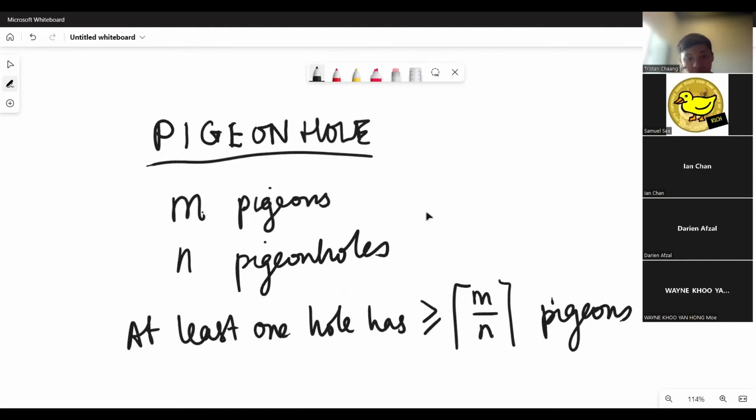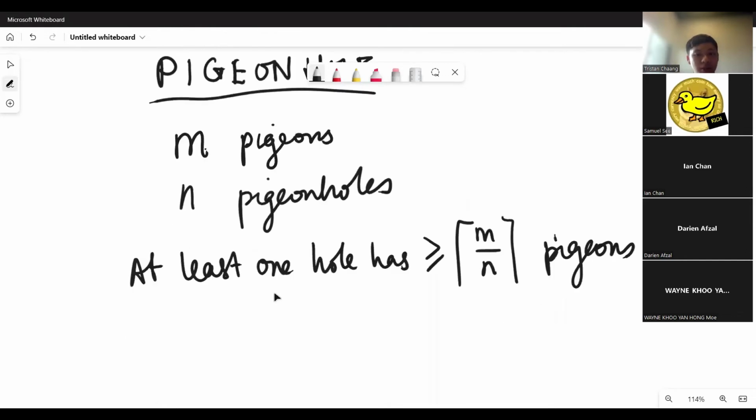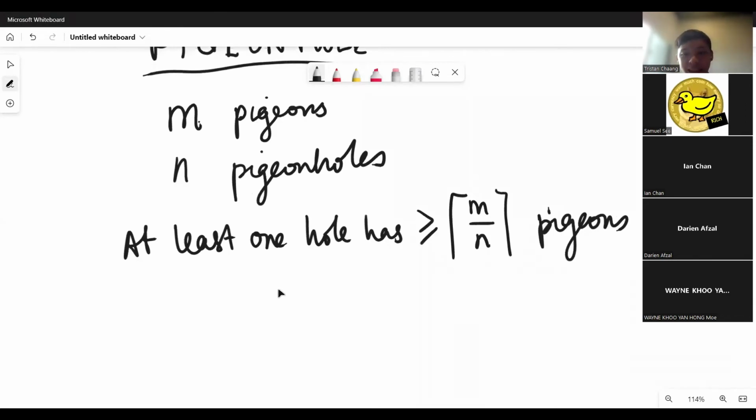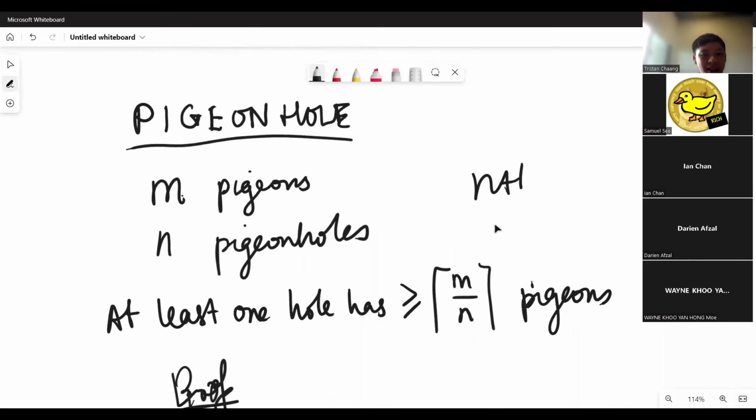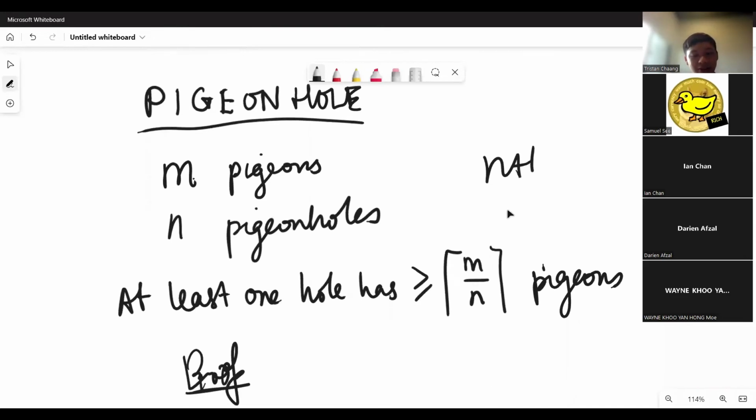Why is that true? Well, we prove by contrapositive. Let's assume the result is false, and then we will show that there are less than m pigeons. So if every hole, right, it's proof. Well, let's prove the easier version first. If there are n plus 1 pigeons, then there is at least one hole with at least 2 pigeons.